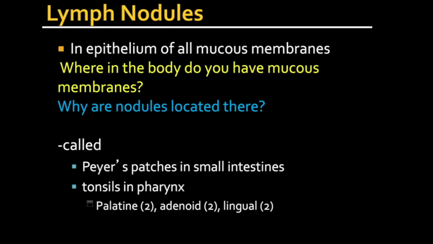Now, we have some lymph nodules in our small intestine. They're called Peyer's patches. We also have them in our neck or our throat, and those are called tonsils. They're located in the pharynx. You have 3 sets of tonsils: palatine tonsils, adenoid tonsils (adenoids are really tonsils), and lingual tonsils also. So you have 3 pairs. I'll show you where they are here in just a second. But yeah, those are all considered lymph nodules.